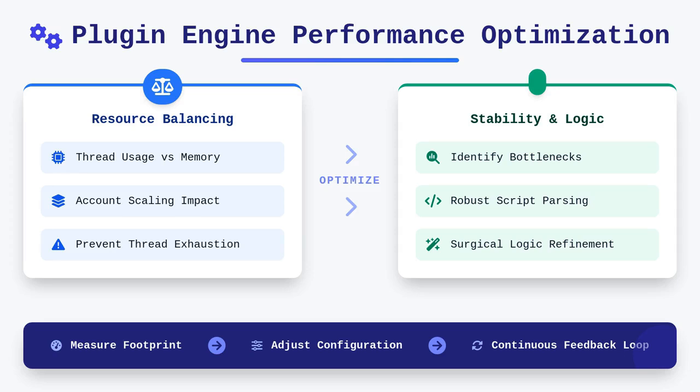If you encounter plugin format errors, the first point of investigation should always be the parsing of the script execution blocks, which are sensitive to unexpected whitespace or encoding inconsistencies. Adjusting these blocks to be more robust ensures that the plugin can handle variations in the target's output without crashing the entire orchestration task. Proper optimization is a continuous feedback loop where you measure the resource footprint of your plugins and adjust the configuration parameters to align with the overall health of the environment.